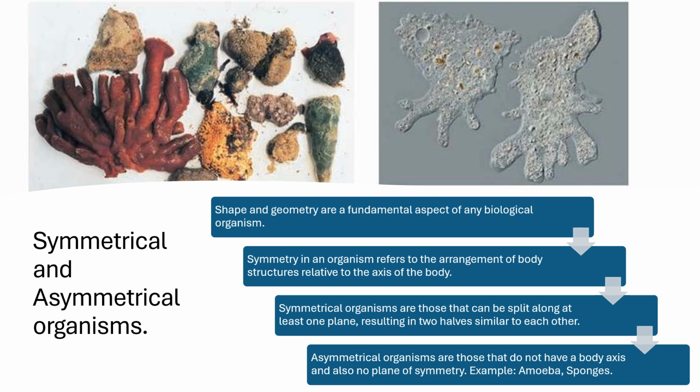symmetry. So the above two diagrams are, on the left, sponges, and on the right, amoeba. If you draw a line anywhere across these organisms, you cannot divide the organism into two similar looking parts. That is what you call asymmetrical. Now we will talk about the various types of symmetries that are found in organisms.